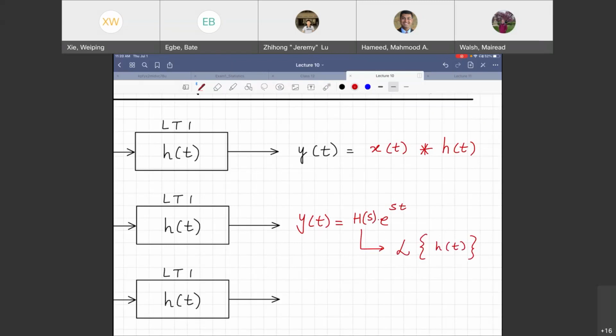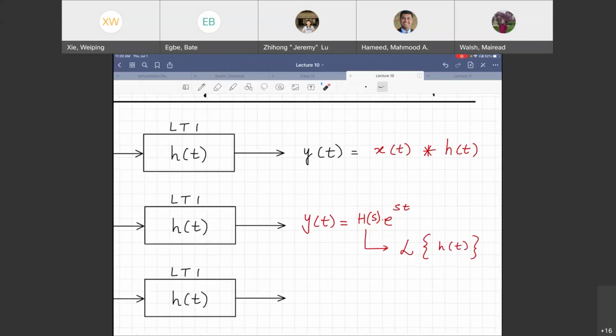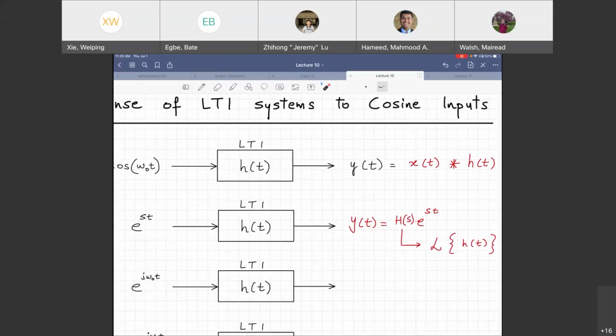That's the eigenvalue. That is the eigenfunction. E to the st is the eigenfunction. So if your input is e to the st, you didn't have to do convolution. You were able to right away write the output. Can I see that? Next.